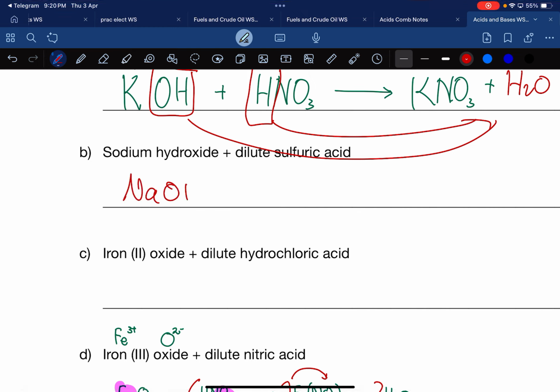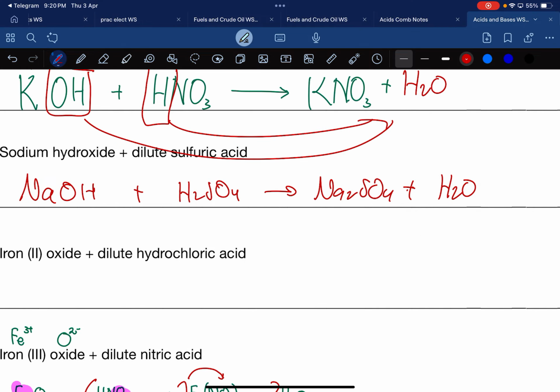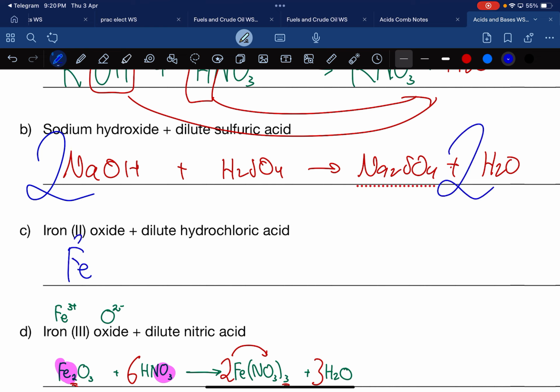Okay, NaOH, sorry guys, H2SO4, sodium sulfate, and water. No! Come back! Okay, so to balance this, you put a 2 here and you put a 2 here. Following? Okay, last one. Fe2+, oxide is 2-. So just FeO. And HCl.